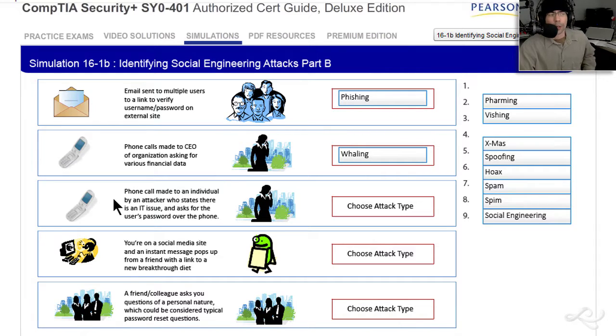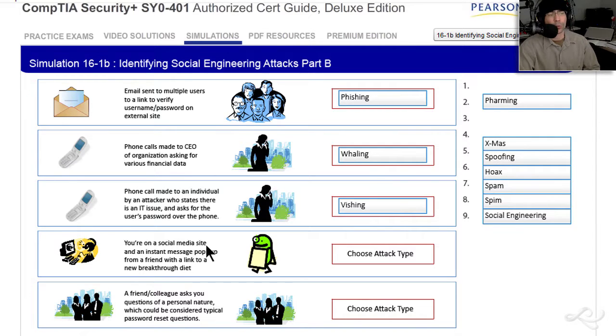Now, the third one says, a phone call made to an individual by an attacker who states there is an IT issue and asks for the user's password over the phone. Once again, trying to get information, trying to get a password. So it's like phishing, and it's actually a derivative of phishing. Since it's done over the phone, this is known as vishing with a V, meaning done with the voice. So usually if it's email, you're talking phishing. If it's over the phone, you're talking vishing. And when you're trying to get information from high-level individuals, that'll be whaling. So those are some of the differences between those.